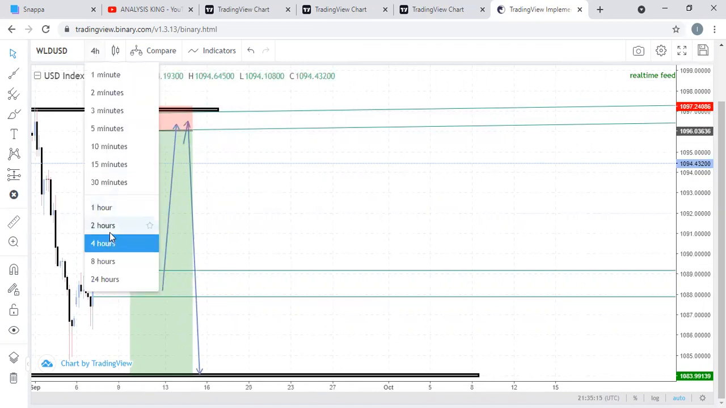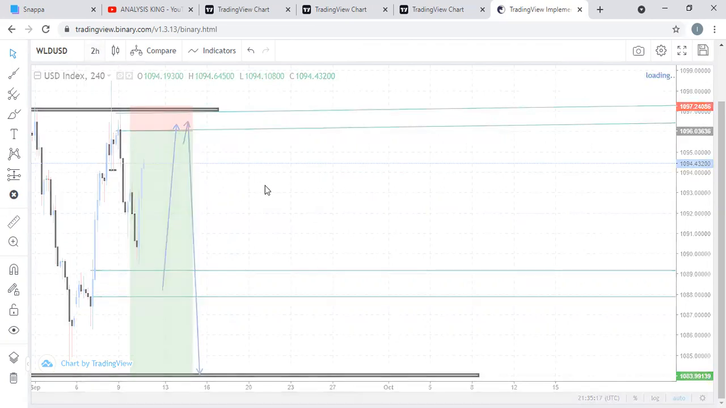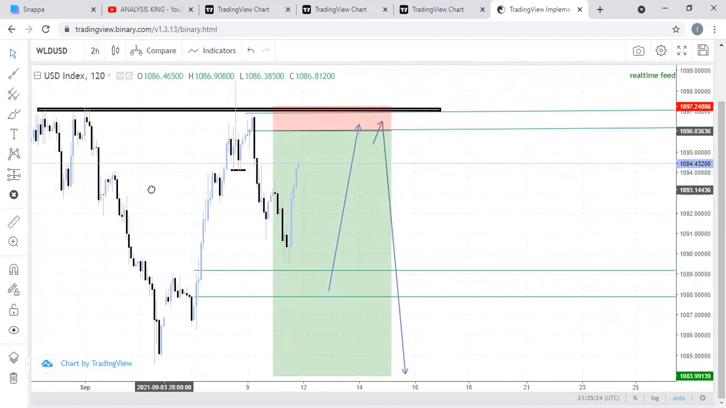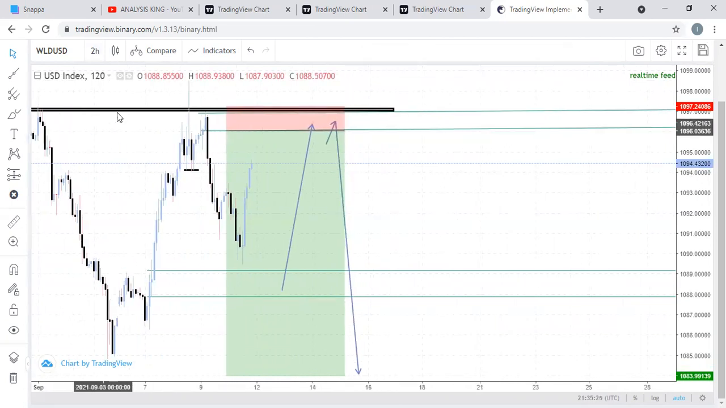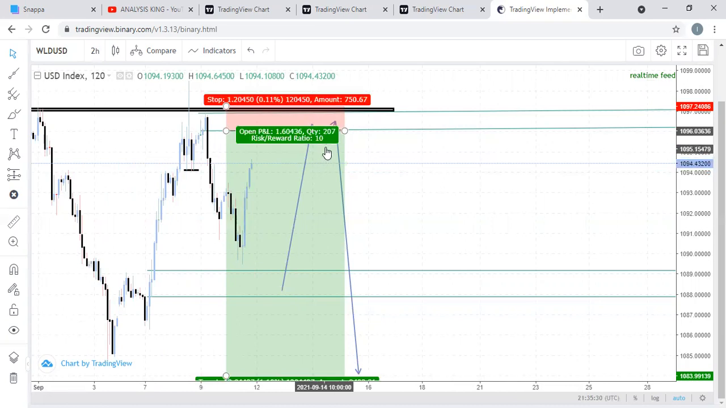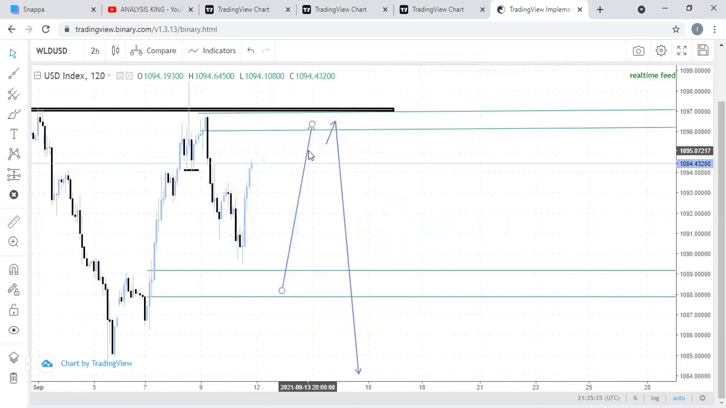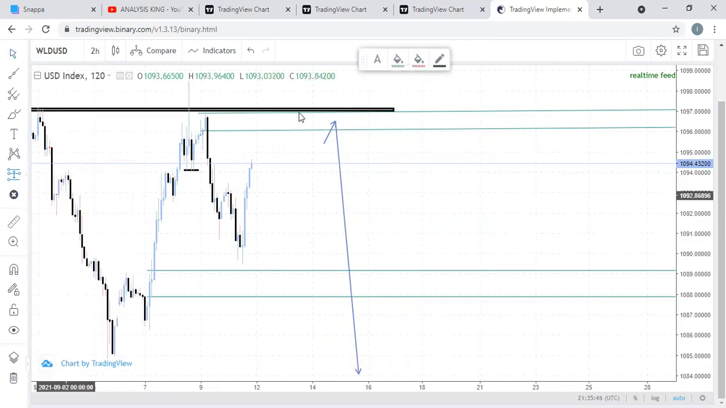If I go back to the 2 hour, let's see it more clearly. From the 2 hour, we can see that price created a supply zone. I'll be expecting price to come back into this region before heading back to the downside. So this is what I will be expecting in the dollar.